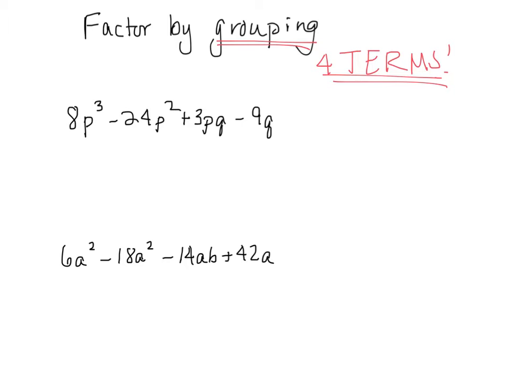for anything else. Obviously, the first thing you look to take out is the GCF, and then you want to factor by grouping. GCF is always the first thing that you look to do. So if we look at our first example, 8p cubed minus 24p squared plus 3pq minus 9q.